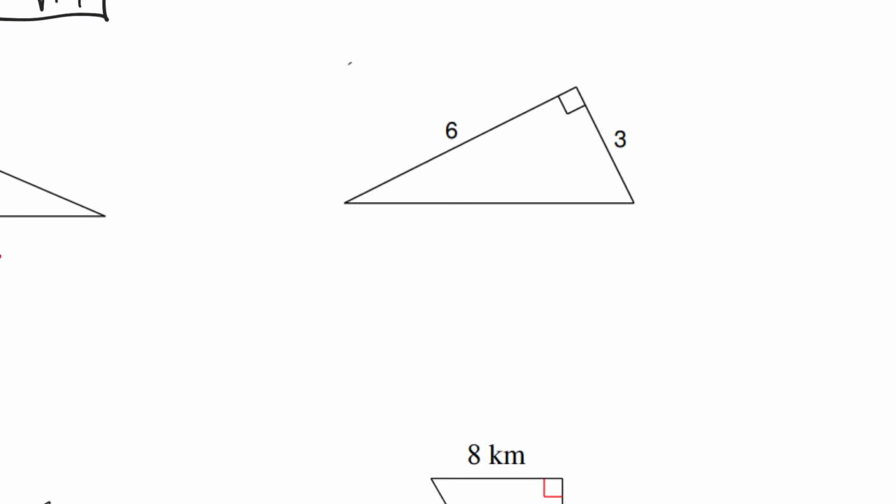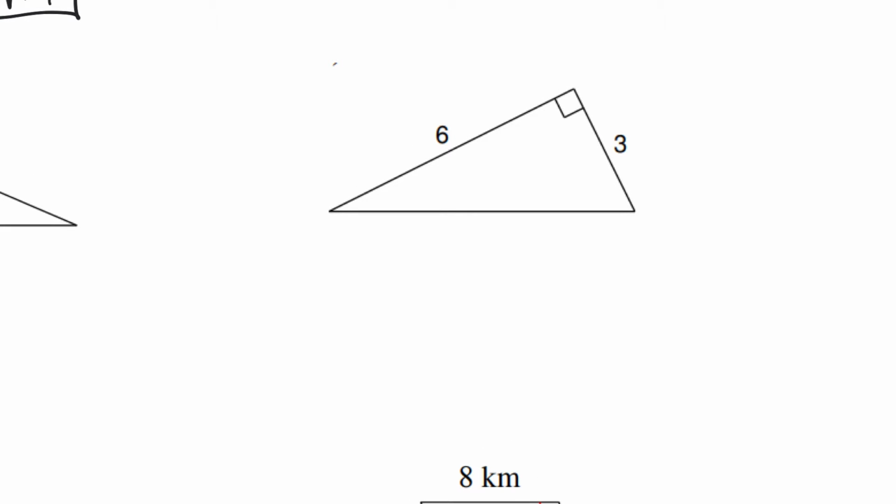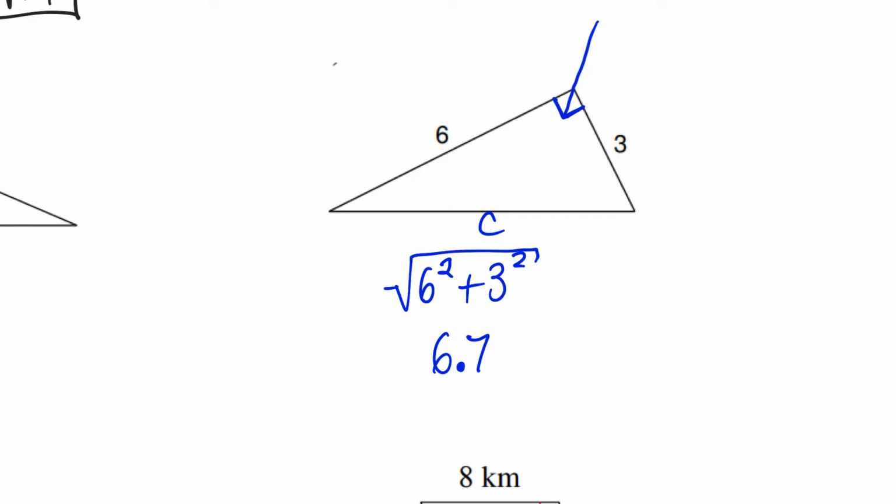Okay, second one, which side is the C? Remember this little trick. The right angle mark is like an arrow always pointing towards the C, towards the hypotenuse. So on this one again, I'm looking for the C, so I'm going to be adding. So I'm going to go 6 squared plus 3 squared, square rooted. So what is it, say it. It's 6.708. So 6.71.